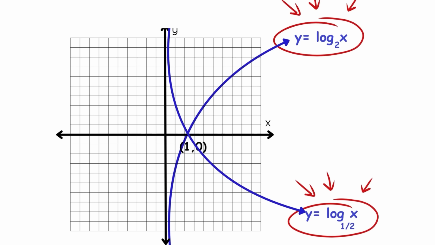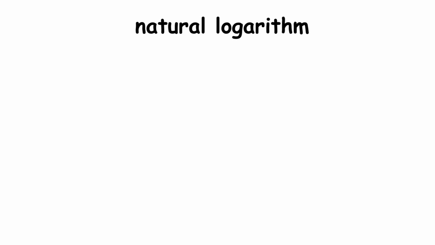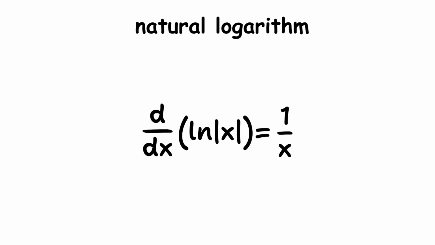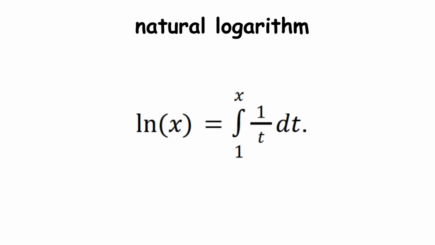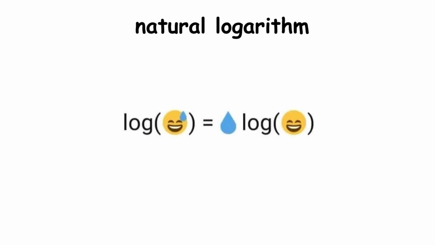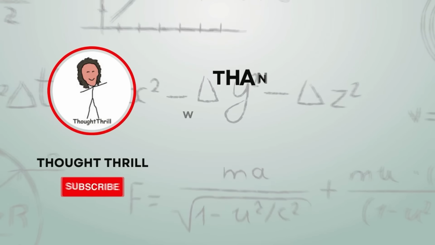base 2 of x. The natural logarithm is important in calculus because its derivative is 1 over x. Correspondingly, by integrating this function, you can get to natural log of x. Natural log x equals the integral from 1 to x of 1 over t dt. This is one possible definition of the natural logarithm.